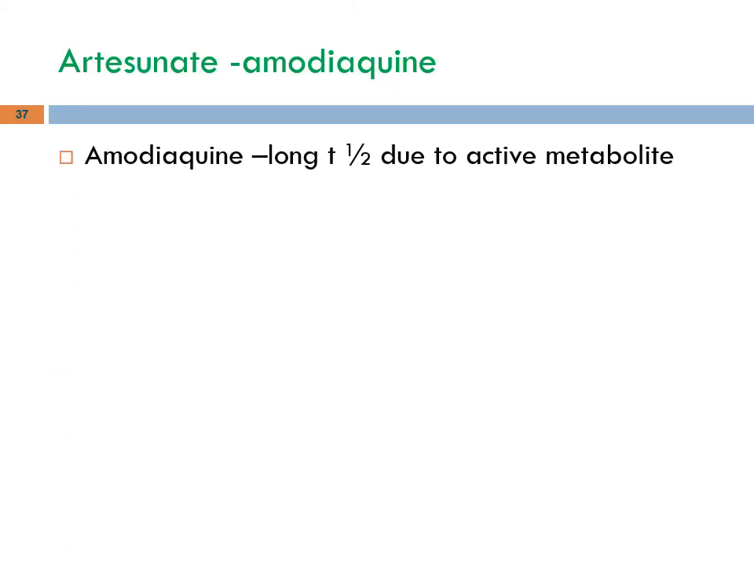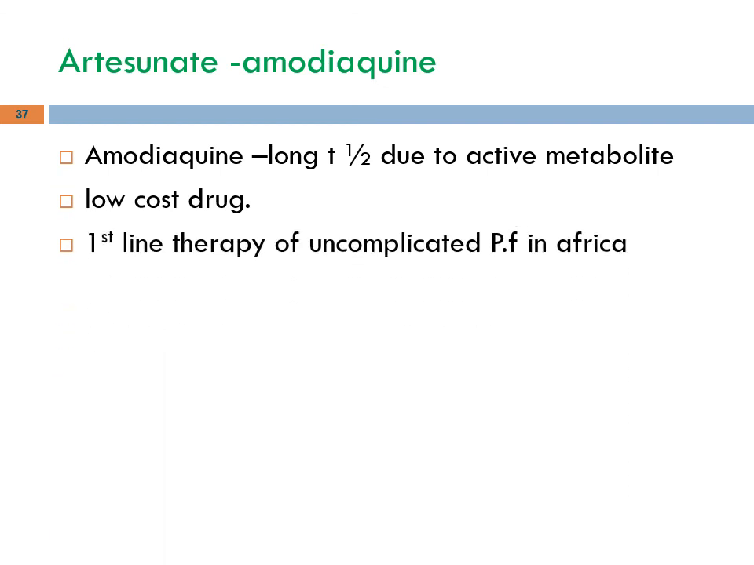Artesunate amodiaquine. Amodiaquine is a drug like chloroquine. It has a shorter half-life, but it is metabolized to an active metabolite which acts for longer, and the half-life is about 10 to 18 days. It is a cheaper drug and it is first line therapy of uncomplicated P. falciparum in Africa. In India, it also achieved more than 97% cure rate for uncomplicated P. falciparum, and fixed dose combination formulations are available and it is an approved ACT for treatment of uncomplicated P. falciparum for 3-day treatment.